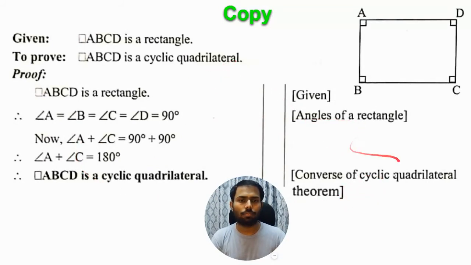Okay, so just check whether you have written everything correctly: the rough diagram, given, to prove and all the reasons. Is everything written correctly, in the correct format, in your notebook? Okay, so again it was a very simple sum, right? It was a 2-3 line answer.